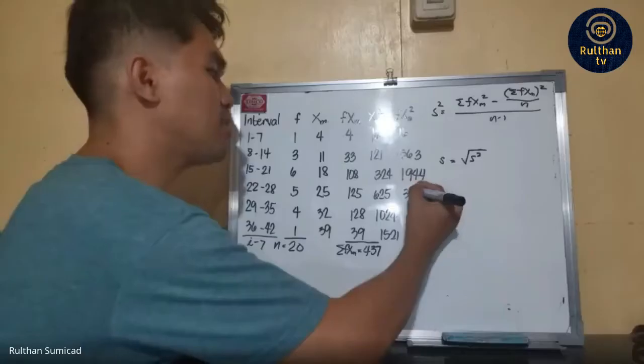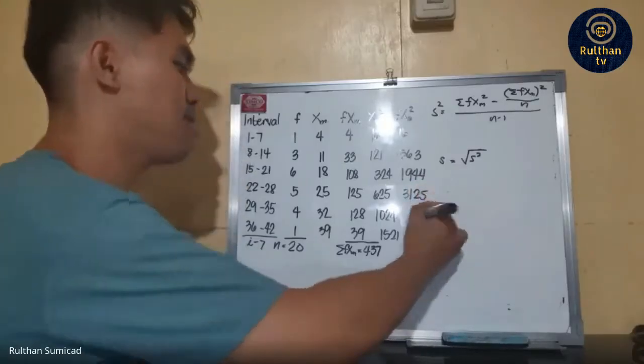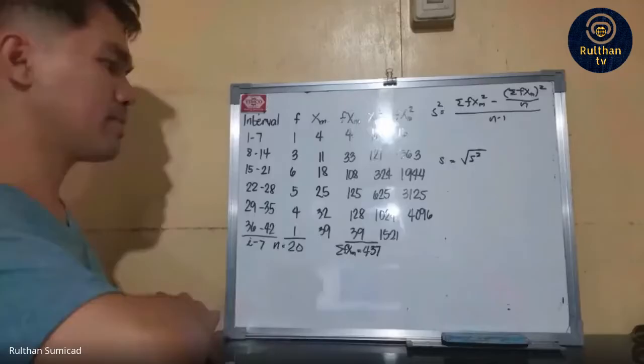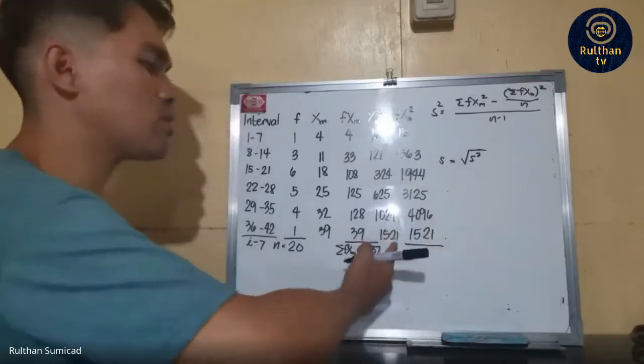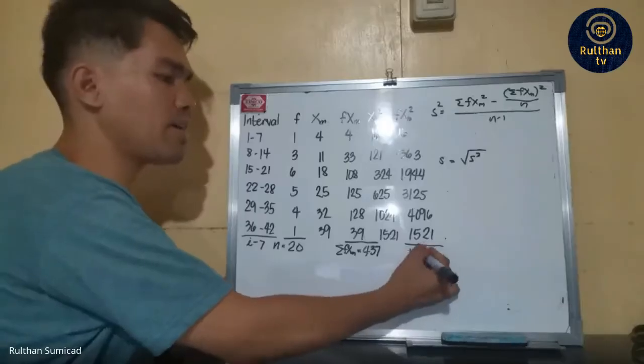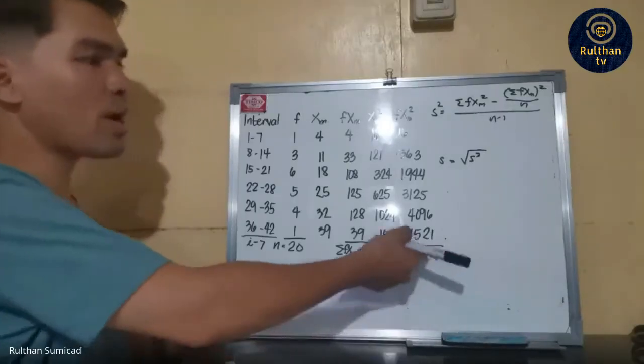Continue. 3,125. Next, 4,096. Last, 1,521. The summation is 11,065. So we have this already.